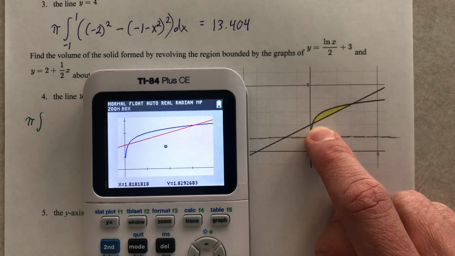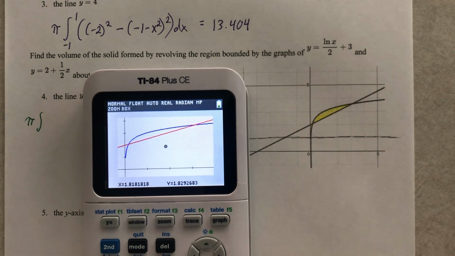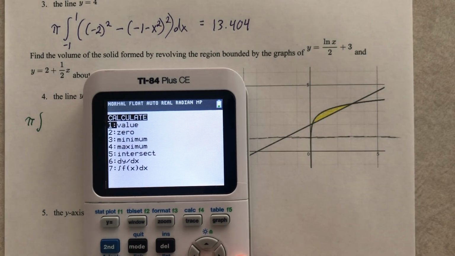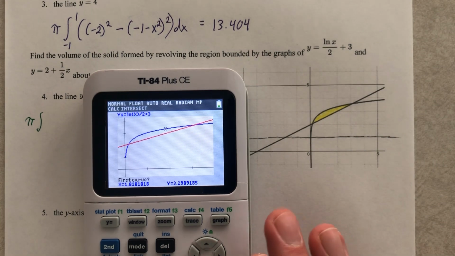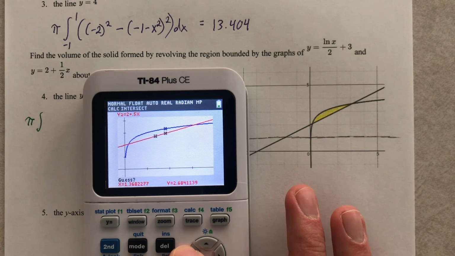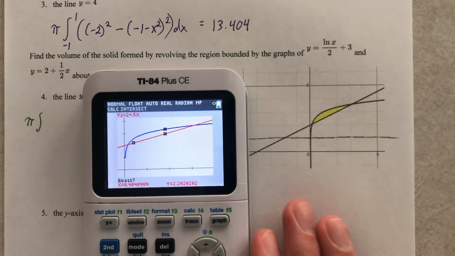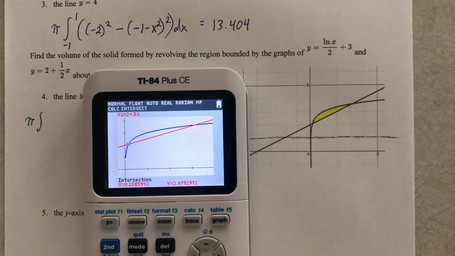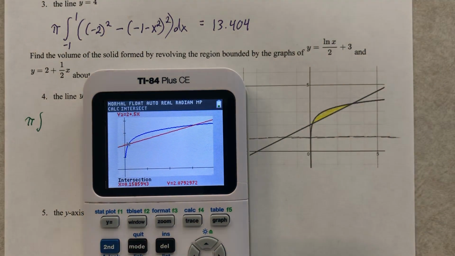All right, got to get up, move around the room, turn the lights back on. I'll be back after I press second and calc and find a point of intersection. First curve, enter. Second curve, enter. Guess, get close to the point. I'm going to get up, I promise. Enter. There. And there was light.